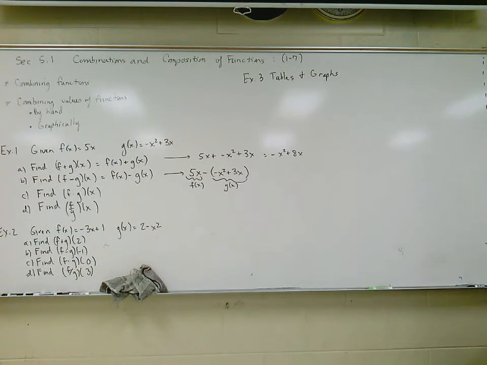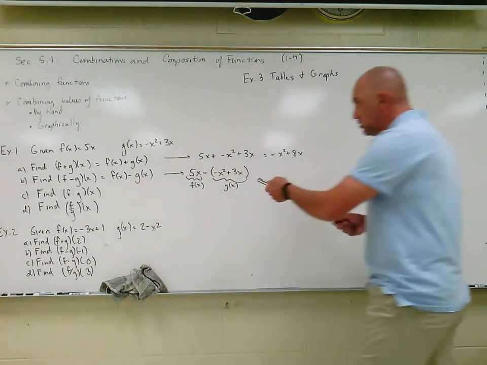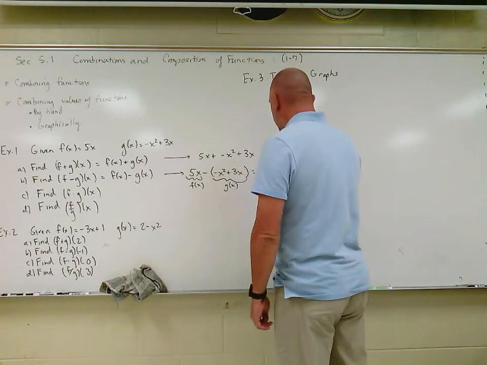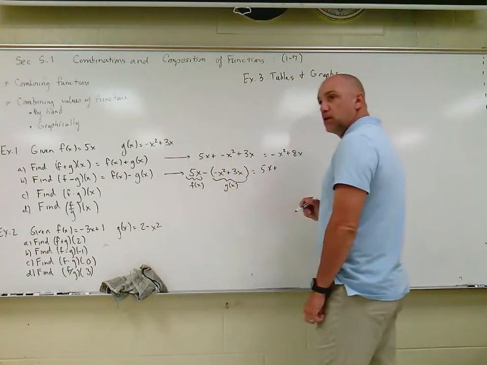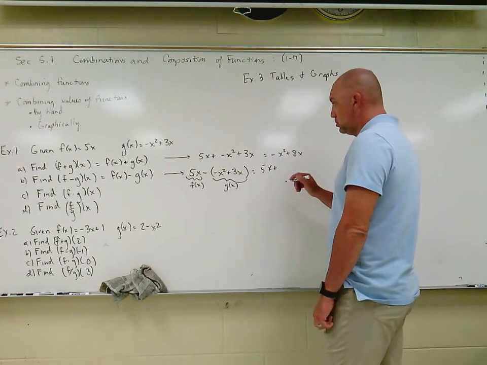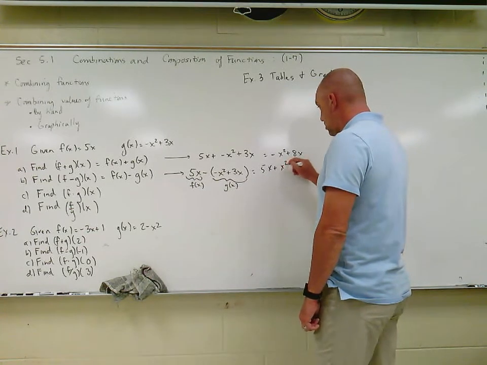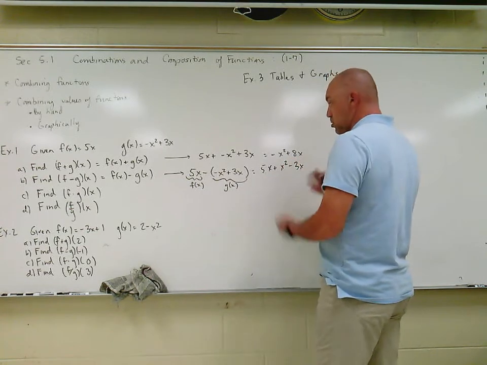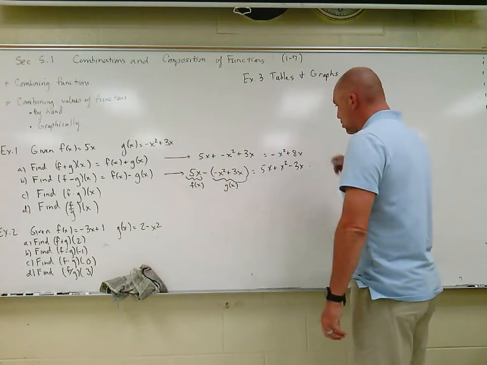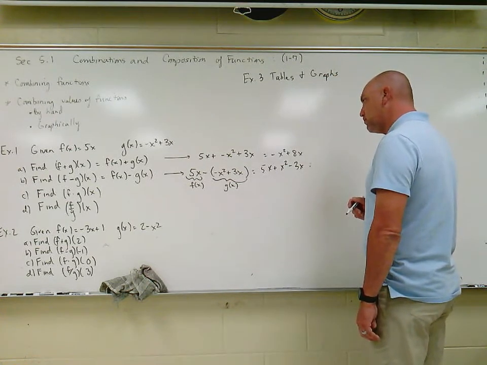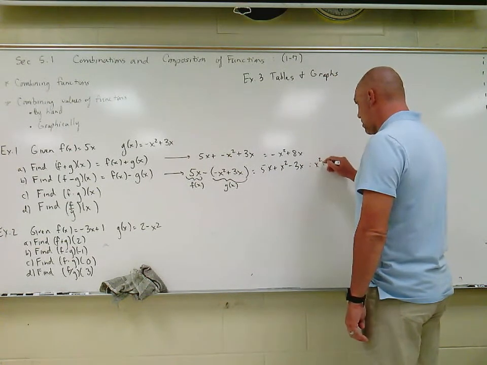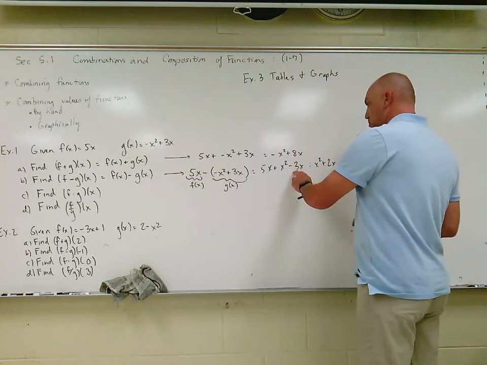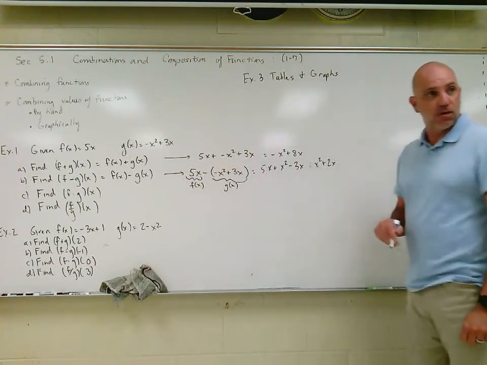Okay, let's check part B. What would be the first thing you would do on part B? Yeah, distribute this minus. So you would have 5x plus positive x squared minus 3x. And then you just got to combine like terms. So your final answer should be what? X squared minus 2x. How about plus 2x? Plus, because 3x is smaller than 5x, so it's going to be positive.